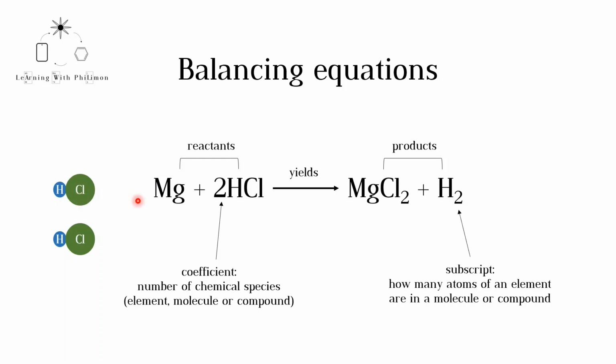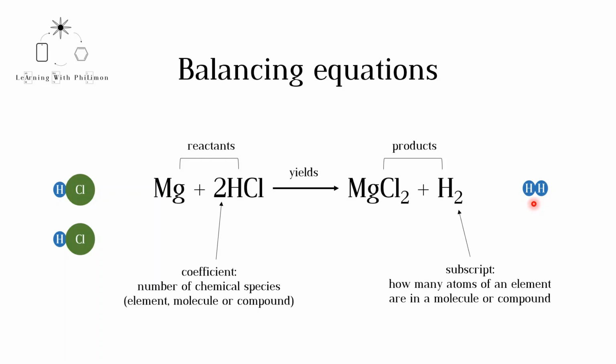The small number to the right of a chemical symbol is called a subscript. This tells us how many atoms of an element are in a molecule or compound. In this case, the 2 means that there are 2 hydrogen atoms per hydrogen molecule, H2. The 2 hydrogen atoms are bonded together.